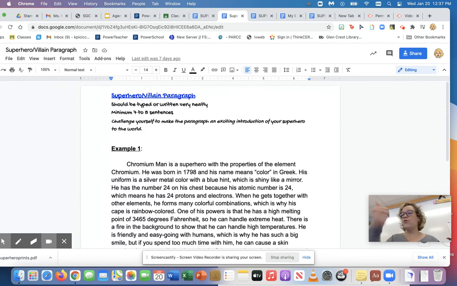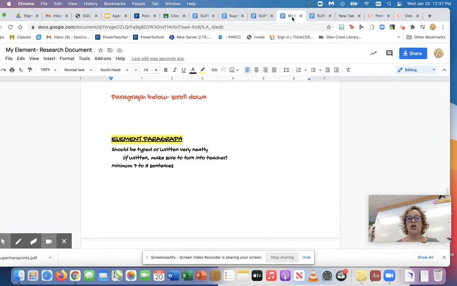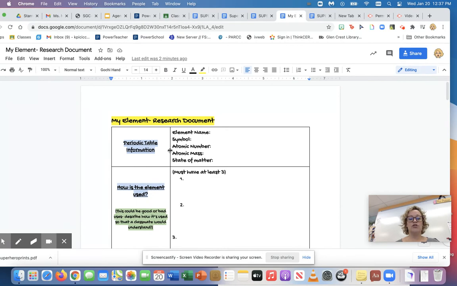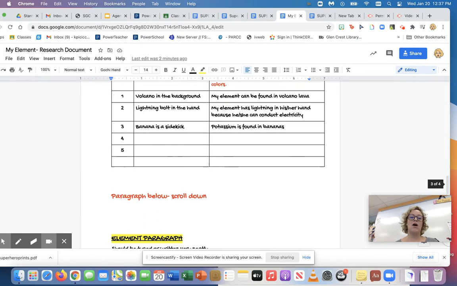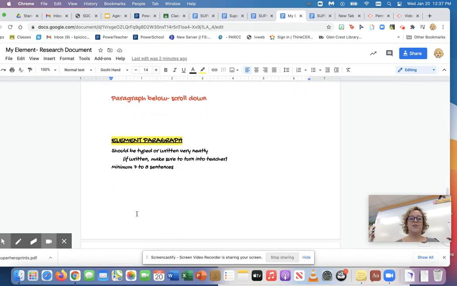So after you're done with your research and you're done with your drawing, or you have an idea of what your drawing is going to be, you write a paragraph about your superhero. And again, you're going to go back to where all your research is. And if you go all the way down under your planning document, this is where you're going to type your paragraph. Okay?